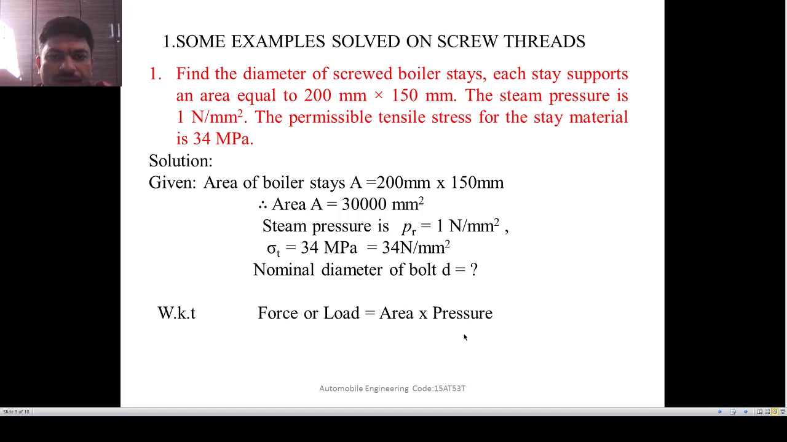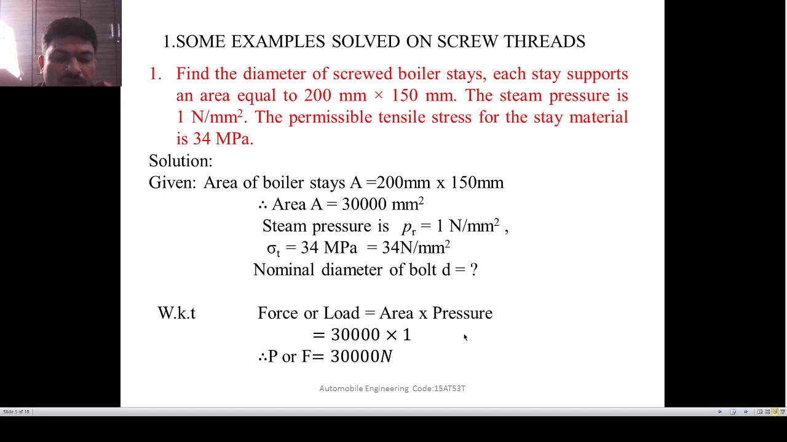Now substitute the values. Area is 30,000 mm square, pressure is 1 Newton per mm square, so multiplying 30,000 into 1, the force or load is 30,000 Newton. You got the load acting on the boiler stay.